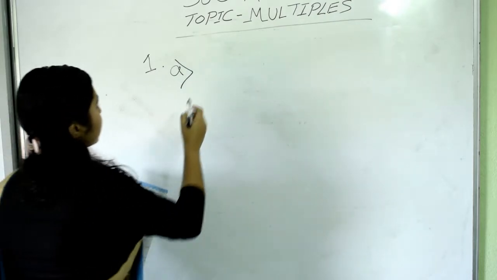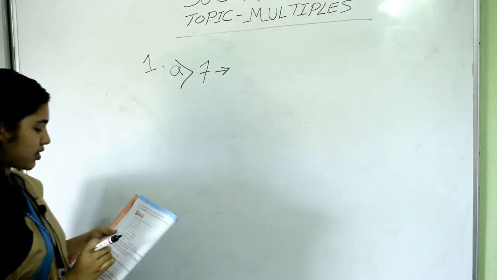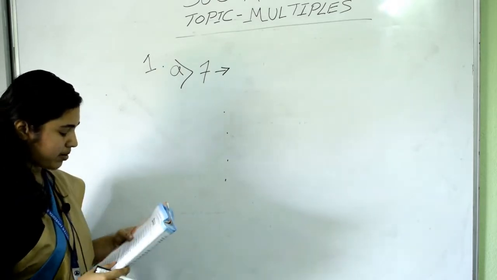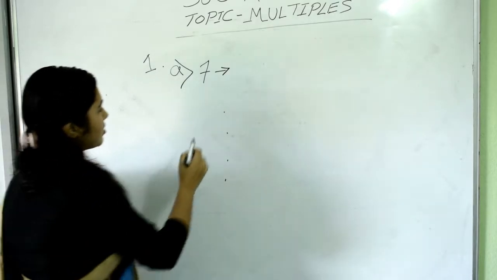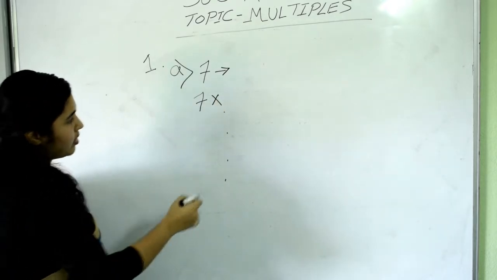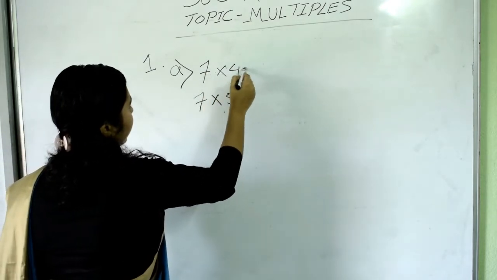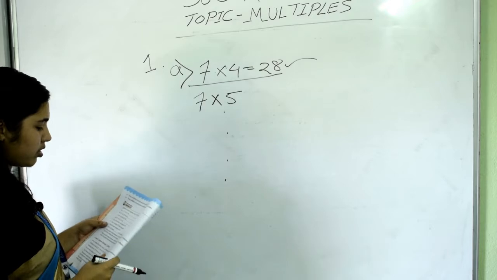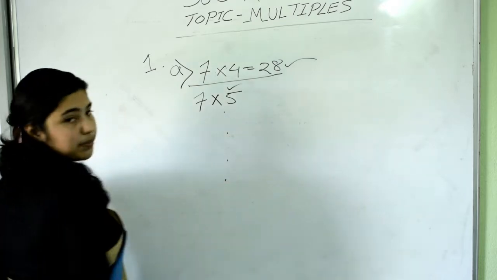Write the next 5 multiples of each of the following. So, first one: the first 4 multiples of 7 are already given. We have to write the next 5 multiples. The first 4 multiples of 7 are 7, 14, 21, 28. First 4 means we have to start after the 4th multiple of 7, which is 5. 7 into 4, 28. Up to this are already given in your book, which are 7, 14, 21 and 28. We have to start from the 5th multiple of 7.